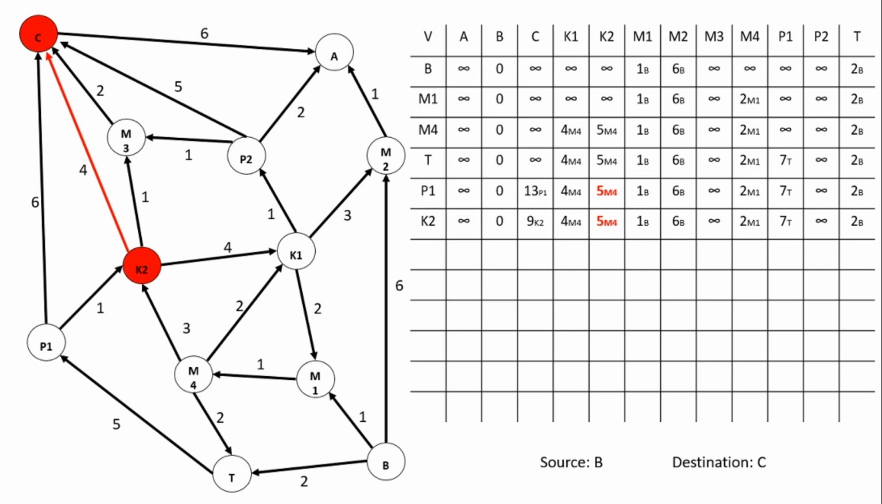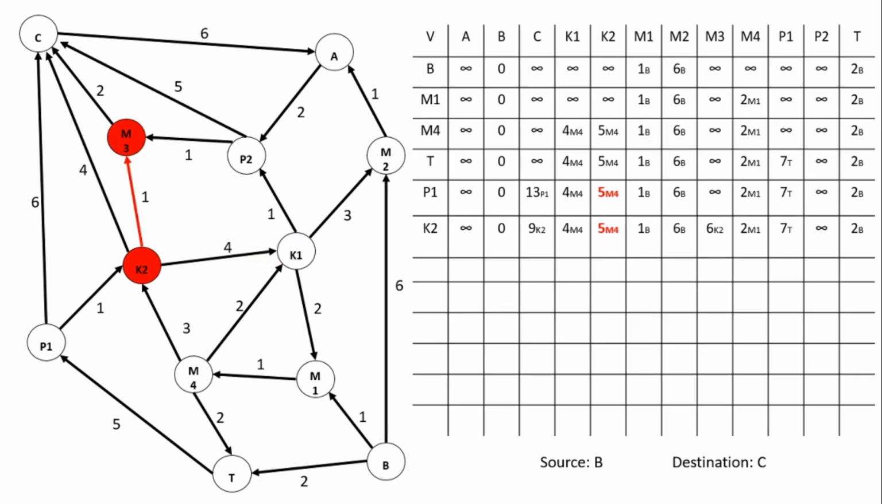Next, K2 will visit K1. Add K2 to the vertex K1. We will have a total distance of 9. Since we have the smallest known distance of K1, we don't need to update. So just proceed to visit vertex M3. Add K2 to M3, then we will have the total distance of 6 coming from K2. So update M3.